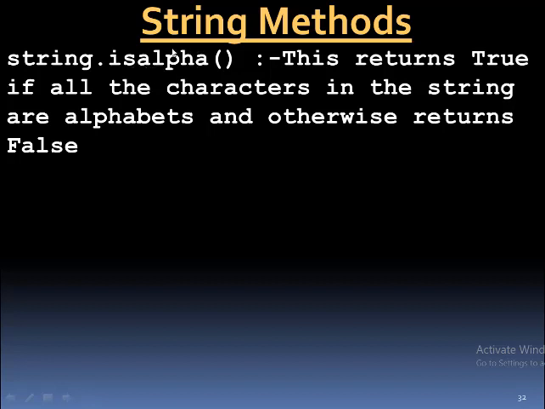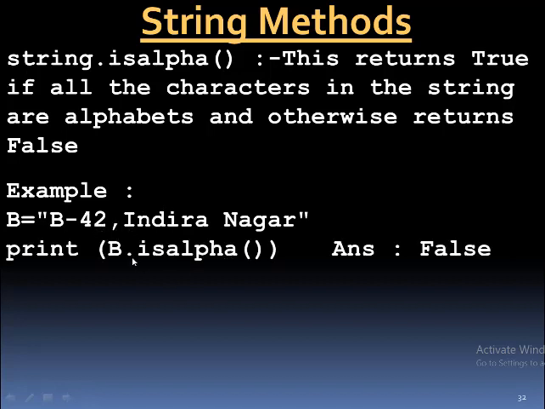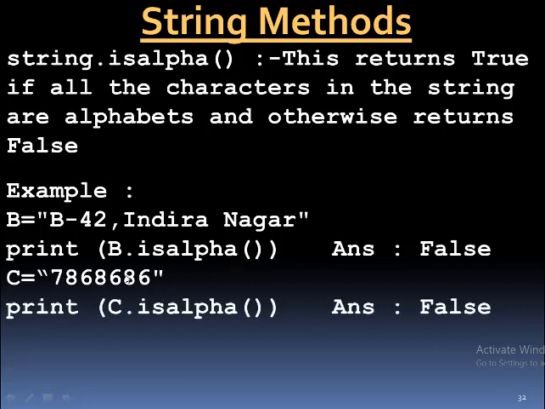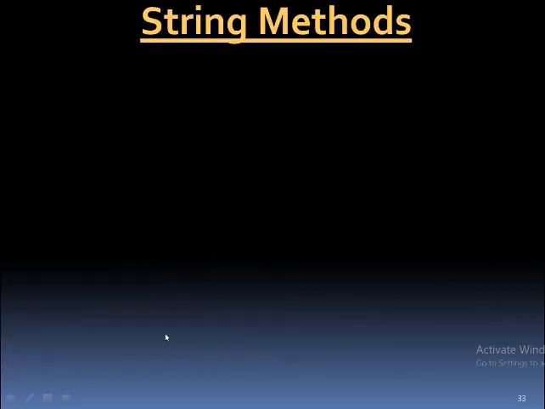Next function is isalpha. isalpha will return true only for alphabets, that is, a string that contains only alphabets. If there are other characters, then it will return false. Again the same string, b is equal to "B42 Indiranagar". isalpha will return false because there are characters other than alphabets. This will also return false because it consists only of numeric characters. Now for this string, the return will be true because it contains only alphabets.